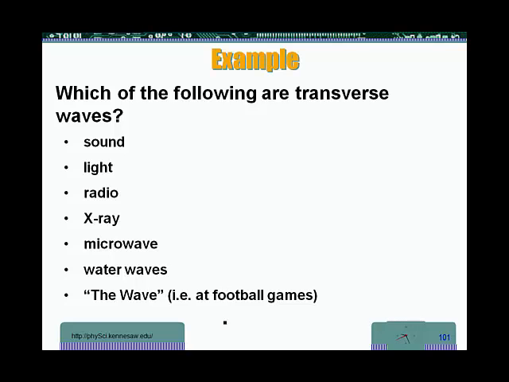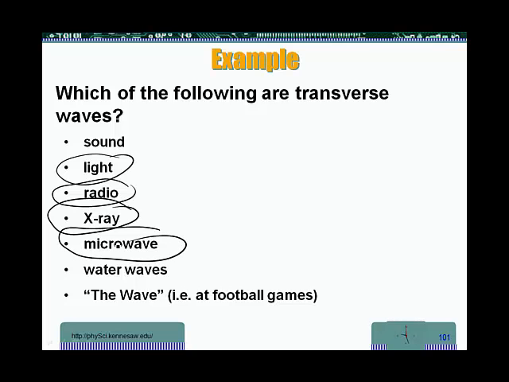Okay, now which of the following waves are transverse waves? Light, it's an E&M wave, so it is transverse. Radio, it's an E&M wave, so it is transverse. X-ray, it's an E&M wave, so it is transverse. Microwave, it is also an E&M wave, so it is transverse. I should not have included those. I'm not going to include those. Water wave is a little bit more complicated than just a transverse, so that's why I should not include it. Now, the wave that's for sure longitudinal is sound, and obviously it's not transverse.